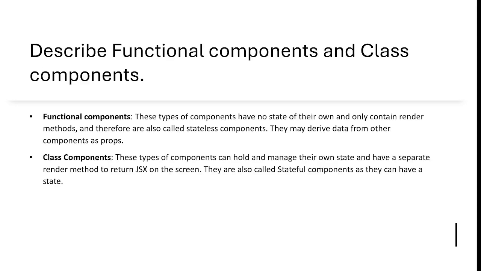Describe functional components and class components. Functional components. These types of components have no state of their own and only contain render methods, and therefore are also called stateless components. They may derive data from other components as props. And class components are the types of components which can hold and manage their own state and have a separate render method to return JSX on the screen. And they are also called stateful components as they can have a state.